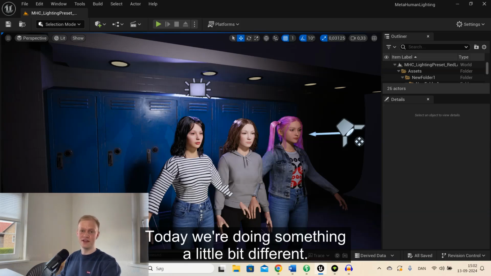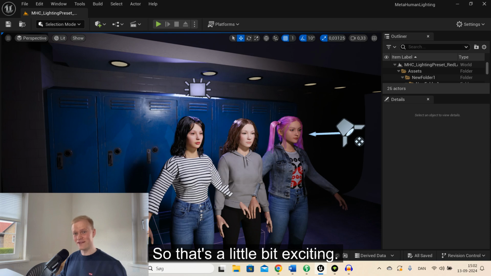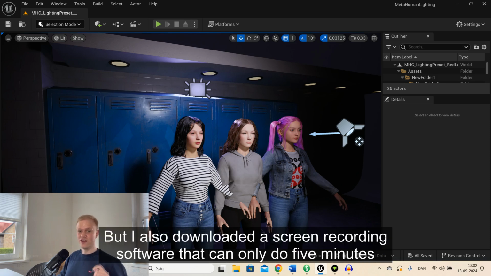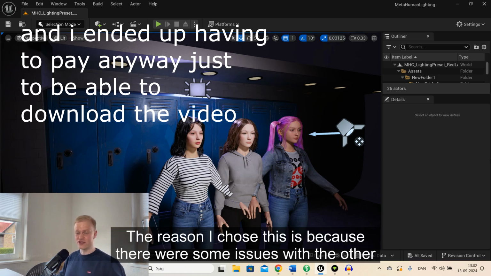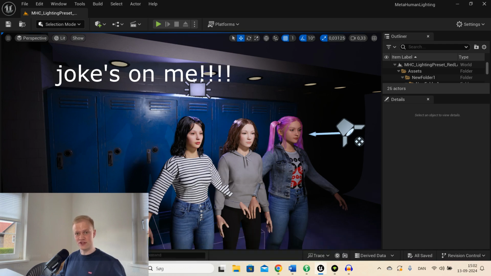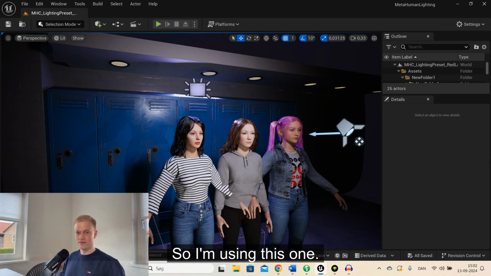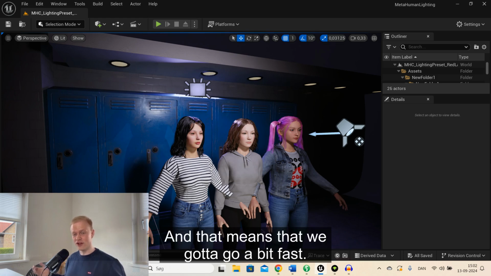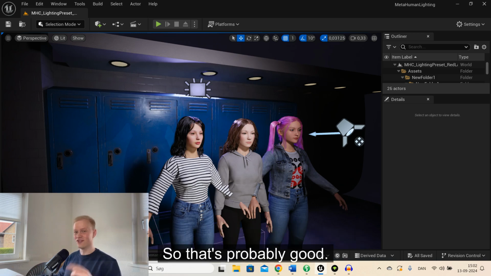Today we're doing something a little bit different. We're in Unreal Engine, in the actual game project, so that's a little bit exciting. But I also downloaded screen recording software that can only do 5 minutes at a time, and I don't really want to pay for it. The reason I chose this is because there were some issues with the other screen recording software. They wouldn't record in Unreal Engine. So I'm using this one, and that means that we've got to go a bit fast, and I can't really try to be cute and funny today. So you don't have to listen to me that much today, so that's probably good.